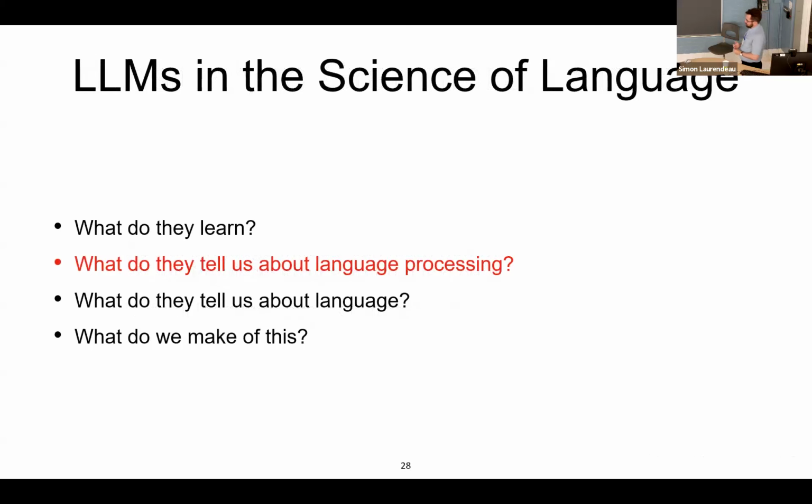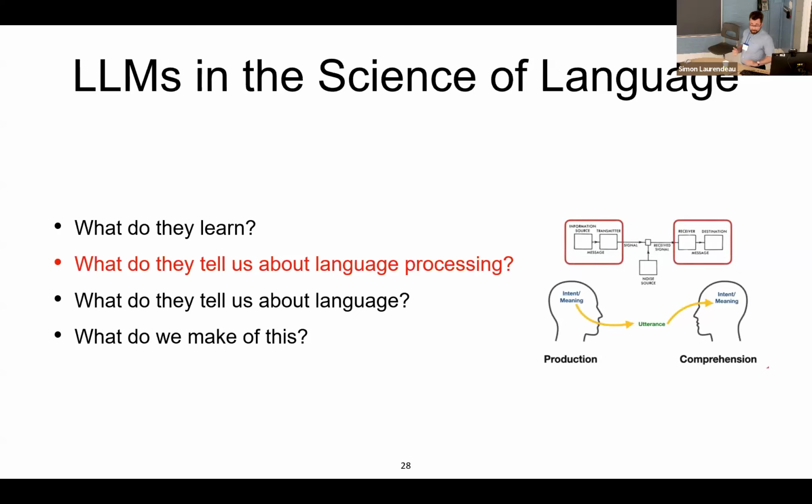So that's what language models learn. And now we're going to look at what they can actually tell us. We're going to start thinking about what language models tell us about how language works, in particular language processing. So this is getting at the information processing constraints of production and comprehension that language is operating under.